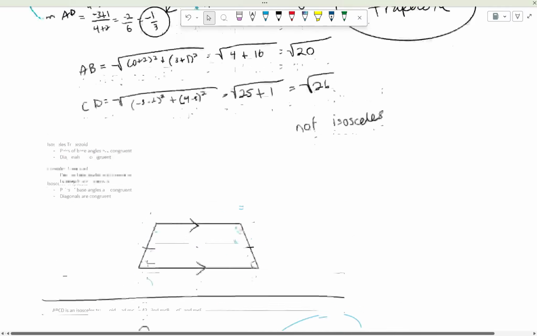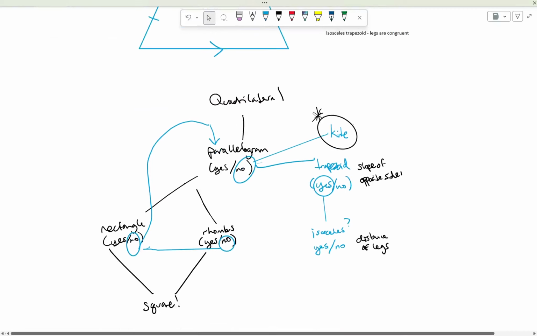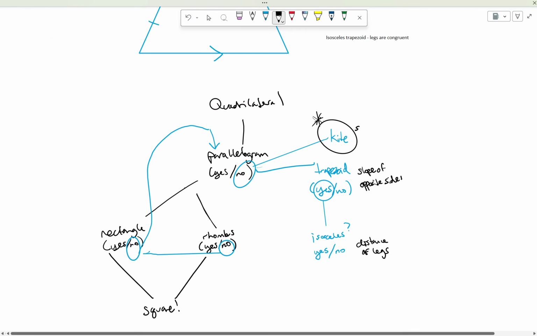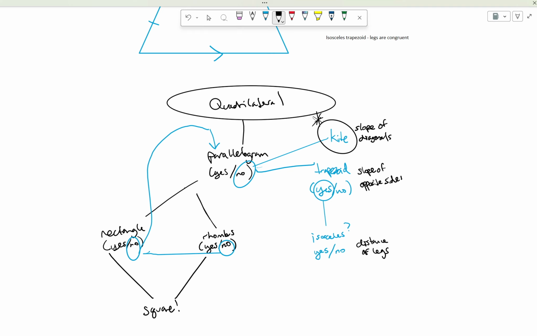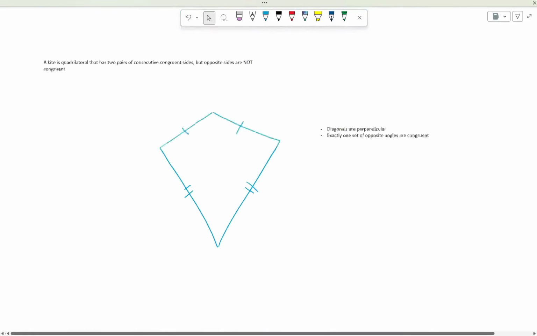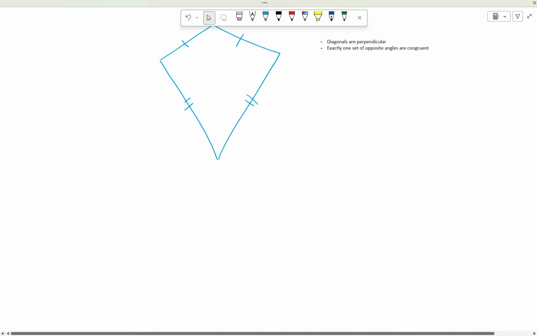Real quick, let's go back to the very beginning of our notes. For kite, we're going to take the slope of diagonals. So if we know that we have a non-parallelogram, we could check the slope of the sides and the slope of the diagonals as well and figure out, is it a trapezoid? Then is it a kite? And actually, you know what's also quite possible? It will just be a plain Jane quadrilateral, none of the above. Okay. Something we'll discuss a little bit more right before your exam.